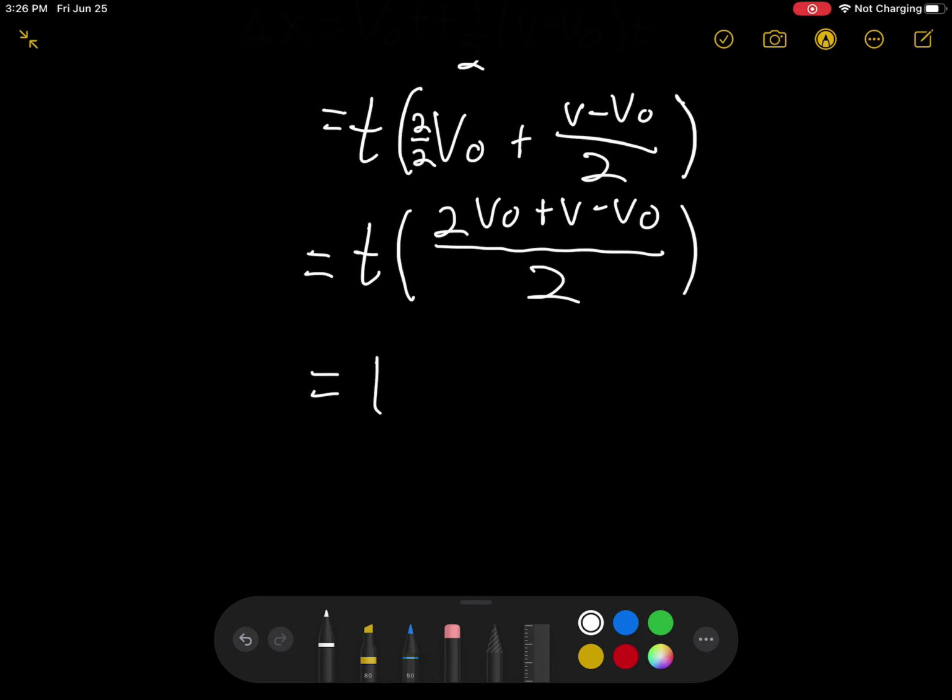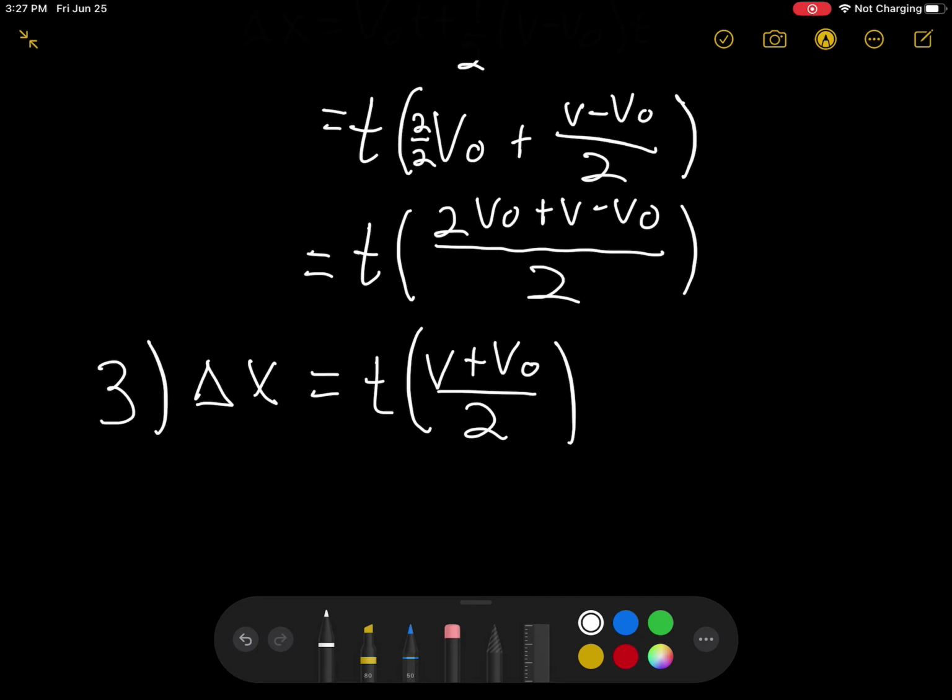That is equal to t multiplied by v plus v naught over 2, and that is equal to delta x. And here we go. Here's equation number 3. Let's move on to number 4.